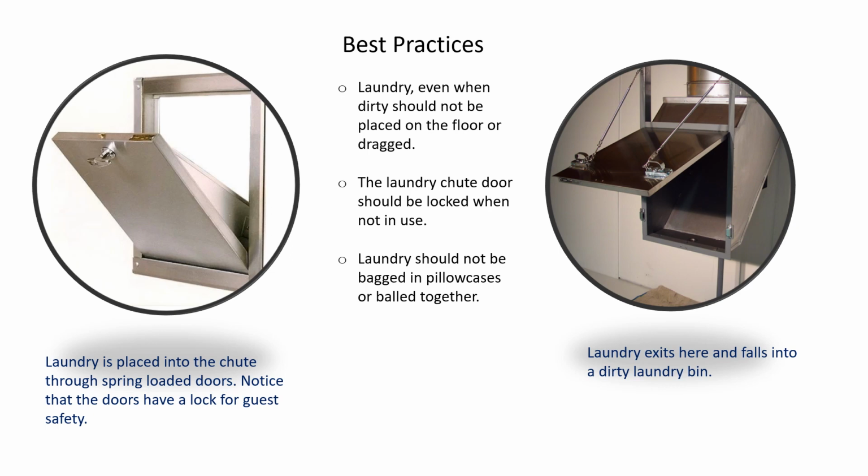A best practice is to place each item down the chute separately. Once the laundry has made its way to the laundry room, the laundry attendant will sort by linen or terry type and then by soil type. Items that are soiled need to be separated so they can be treated and washed separately.